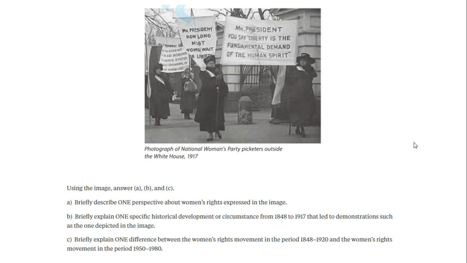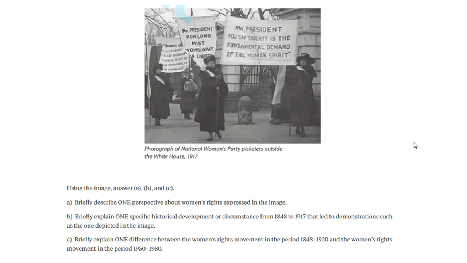So here's a photograph. Now, at this point, you may or may not recognize this photograph or recognize what it's all about, but these are women who are protesting, picketing outside the White House in 1917. They're members of the National Woman's Party. This is a minor political party that had formed solely to fight for women's suffrage, women's right to vote. And they did something rather unprecedented. They picketed the White House, something that virtually no one did, man or woman, before this.